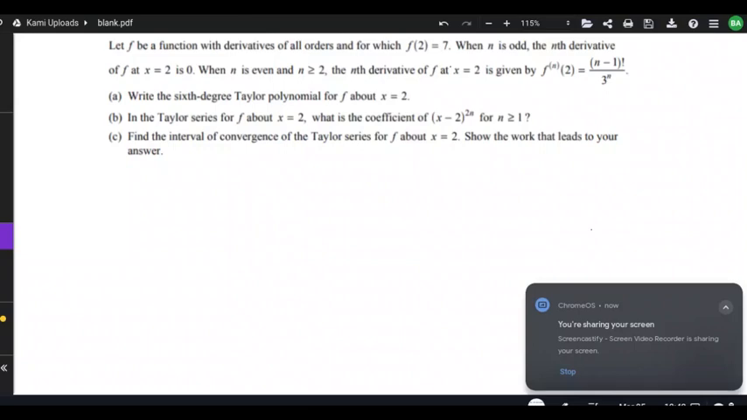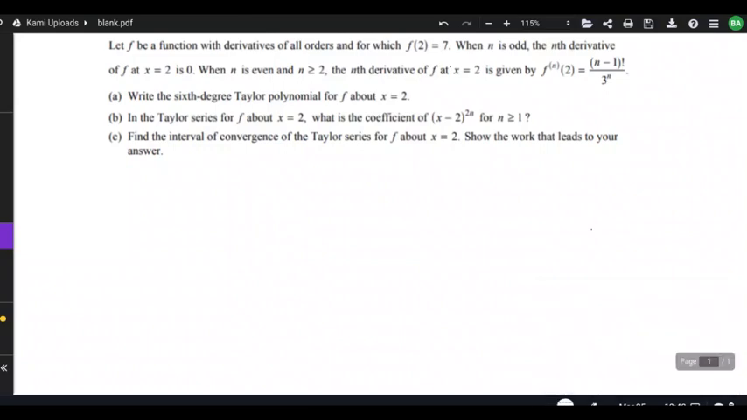Hi everyone, today we will be going over the AP Calculus BC 2005 FRQ question 6. So first let's read the question.